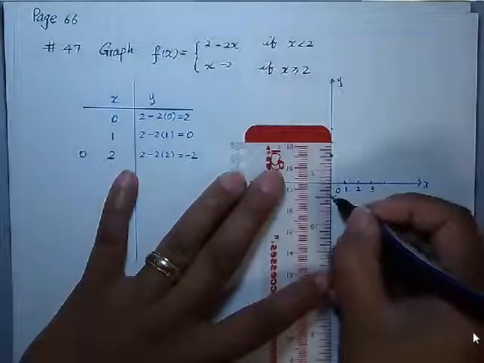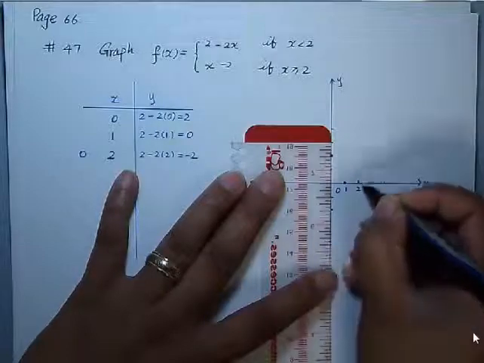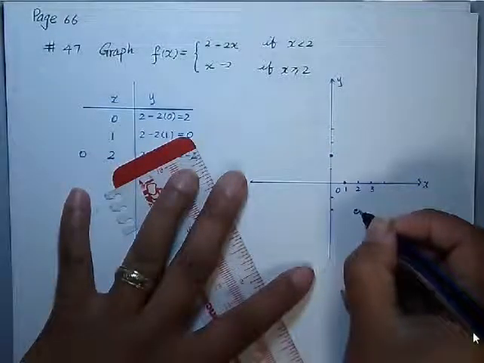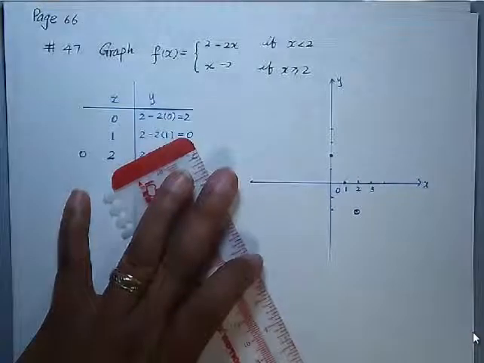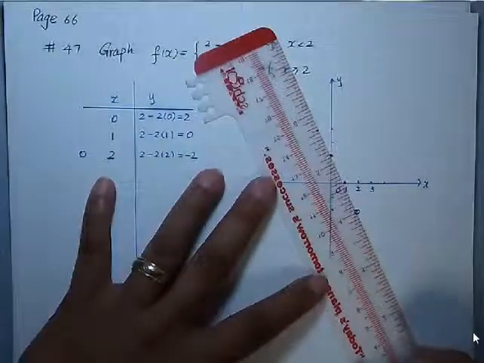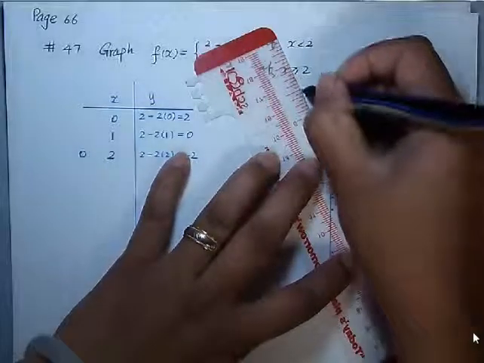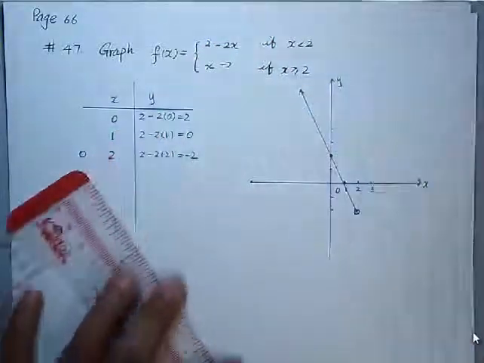Right here. And I know that this point, be careful, is not included, so we will use an open circle to connect that. And this is my left hand side piece, and it's going to infinity. Right? So that's my left hand side piece.